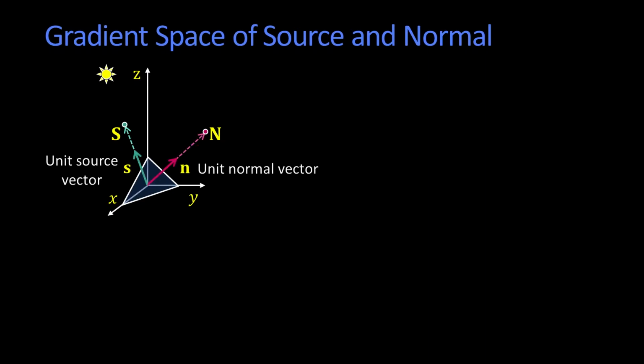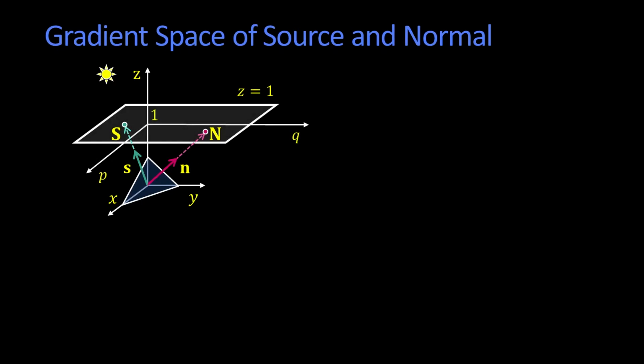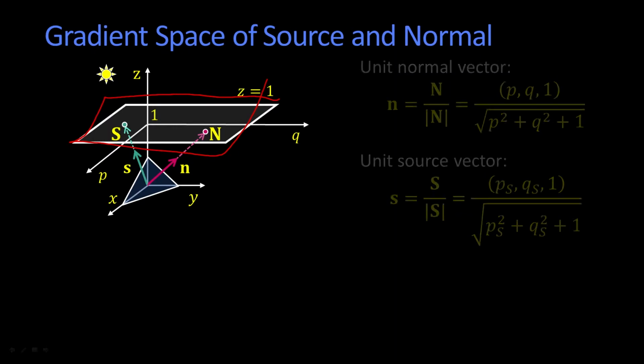Their unit vectors are small s, small n. So remember, I can project any vector up onto the PQ plane, and that's what this is. This is at the z equal 1 PQ plane. So I've got PQ for the normal of the surface, and I've got P sub s, Q sub s for the vector that is in the direction of the light source.